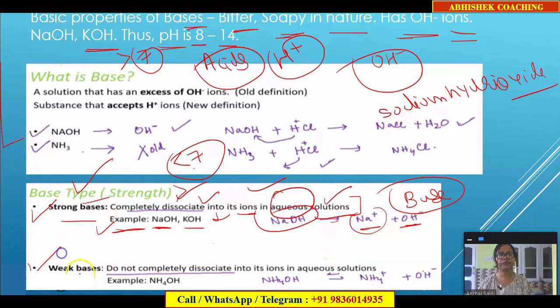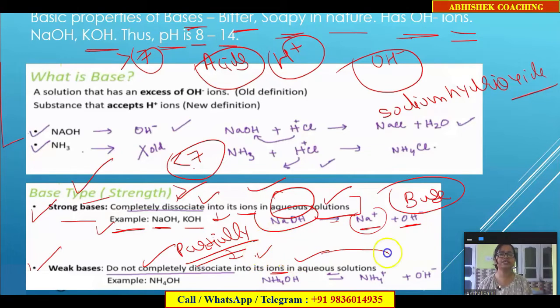So next is the weak bases. Weak bases do not completely ionize into their ions. As they are weak, so they will partially dissociate. Partial means incompletely. They will incompletely dissociate into their ions in the aqueous solution. Example is NH4OH, that is your ammonium hydroxide. Okay, ammonium hydroxide NH4OH on dissociation will give you two ions, that is NH4 positive and the other one is OH negative.